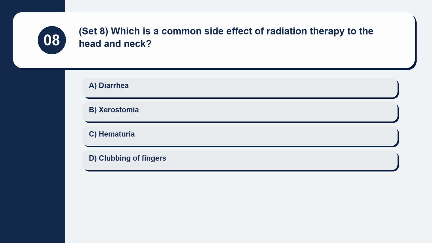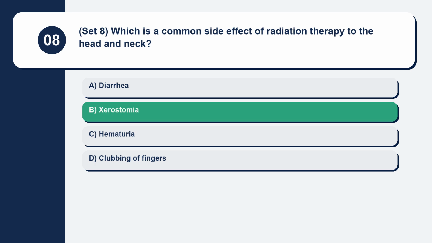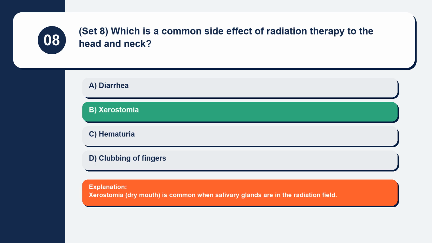Question 8. Set 8. Which is a common side effect of radiation therapy to the head and neck? Diarrhea, xerostomia, hematuria, clubbing of fingers. Xerostomia, dry mouth, is common when salivary glands are in the radiation field.